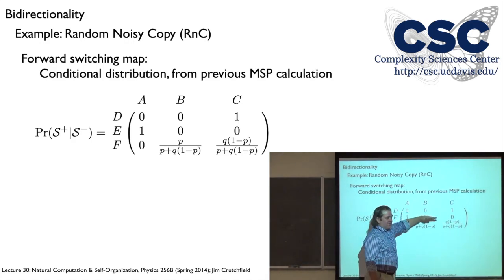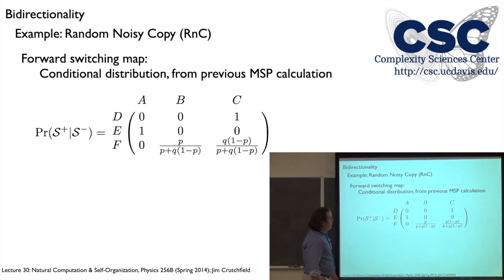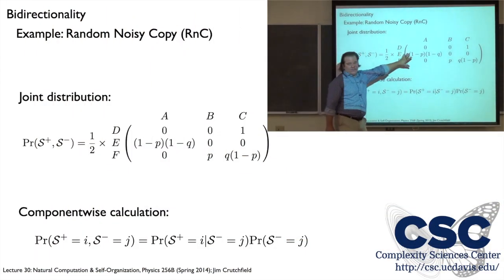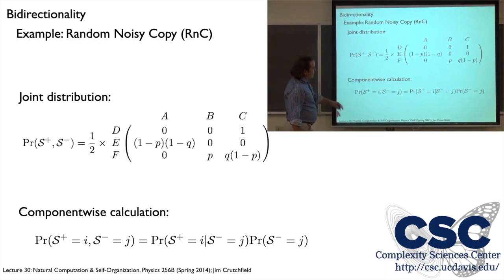So these are the mixed states I put up a few slides ago, just as the rows in this. So this is the forward switching map. This matrix maps from past causal states to distributions over future causal states. And then, since I can calculate the asymptotic distribution of the reverse causal states, I multiply that against this and get the joint distribution over past and future causal states, which is also a matrix. So that's what I did here.